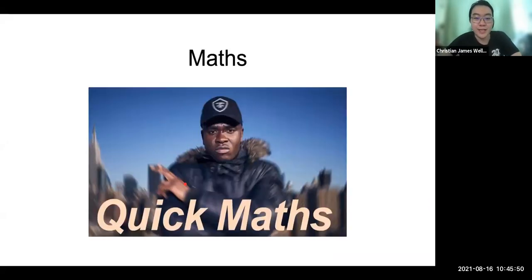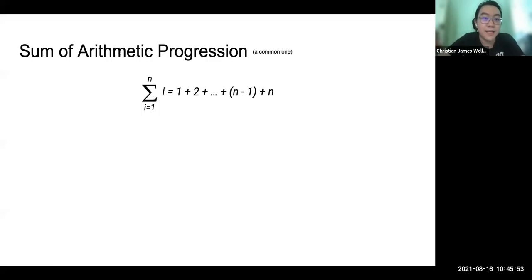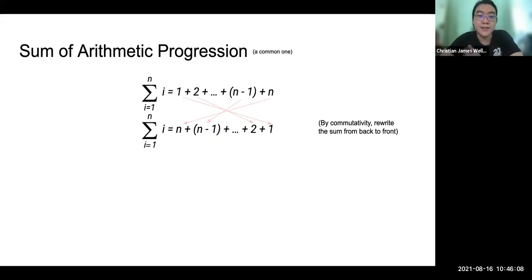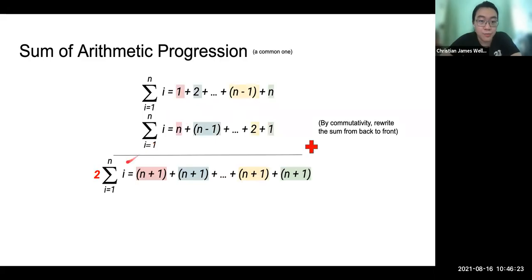We start with a little quick math. We'll talk a little bit about the sum of an arithmetic progression. This is a very common sum, like summing from 1 all the way to n. There's a more generalized version, but I will show you how to derive the sum of an AP. How you can derive it is, first, by commutativity of the plus, we rewrite the sum from back to front, like n, n minus 1, back down to 2 and down to 1. Then we have these two sums over here, and we add everything together vertically, like 1 plus n, 2 plus n minus 1. These all happen to result in n plus 1.